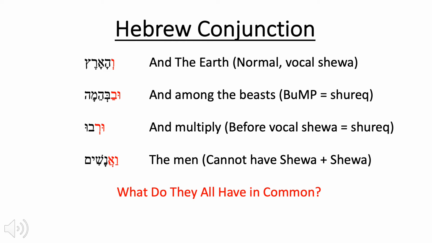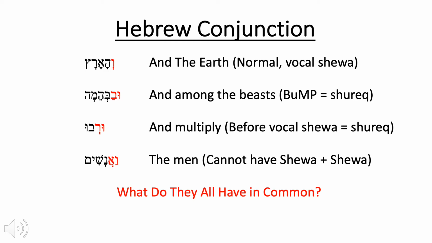Now to discuss the conjunctive vav, which is translated as "and," although technically the vav is also used as the disjunctive, "but." The first example in the list here gives the typical form, vav plus a vocal schwa. Like the definite article, there are several exceptions. Before the bump letters, bet, mem, or pe, or before a vocal schwa on the first letter of the word, the vav with the vocal schwa will become a shureq, or a long u.